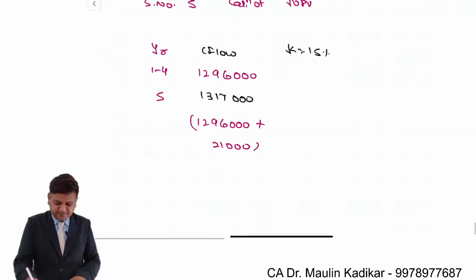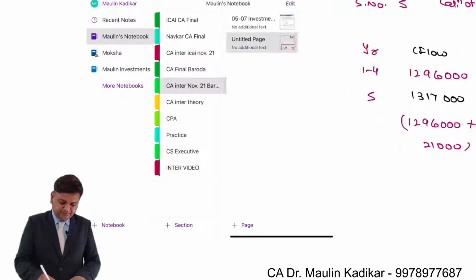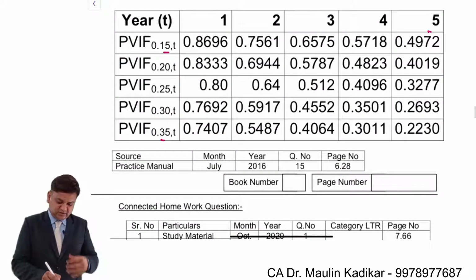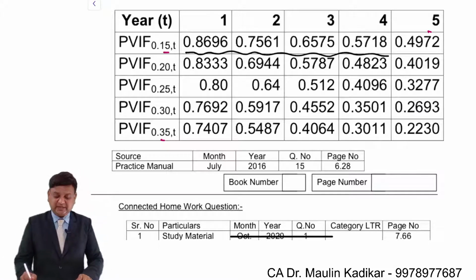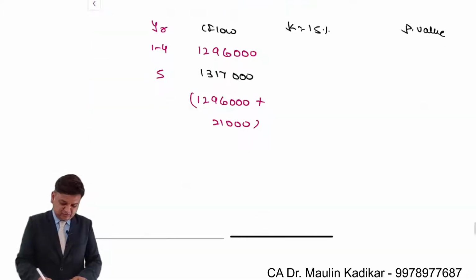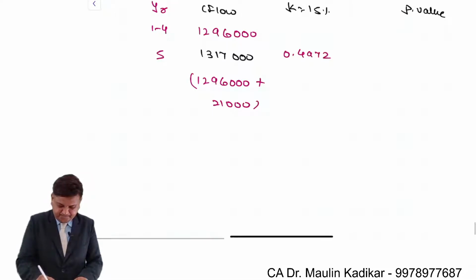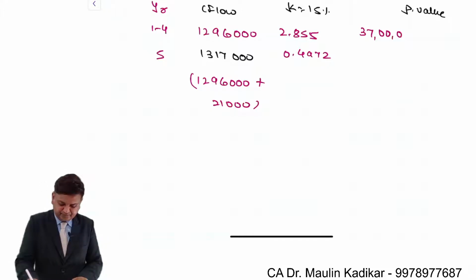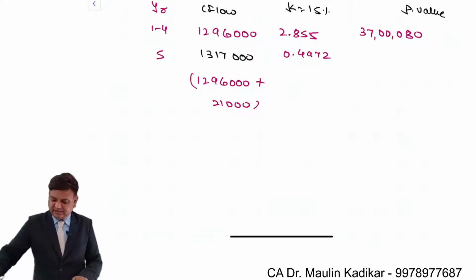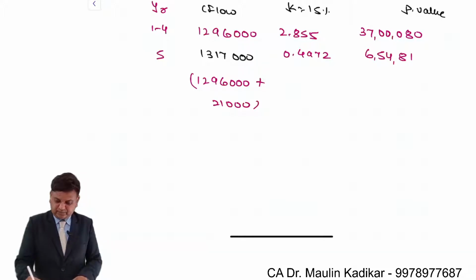Discounting factor 15%, and present value. We have been provided with the discounting factors. We will make the calculation of the first 4 years' factor summation: 8696 plus 7561 plus 6575 plus 5718. So 2.855, and for the last year 4972. Into 12,96,000, the answer comes to 37,80,000. For the last year, the present value is 6,54,812.4.